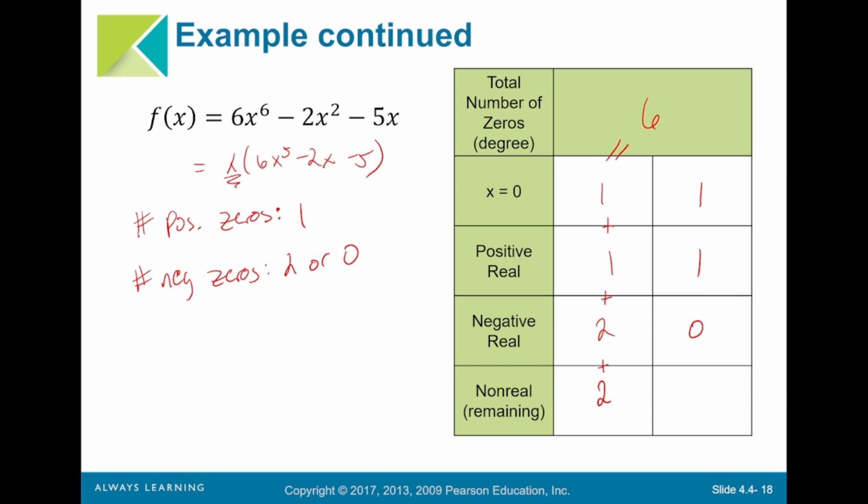Then I have 1 plus 1 plus 0. So that gives me 2. I need to add another 4 to get me to 6. So there we filled out our chart for how many positive real zeros, how many negative real zeros, and how many remaining.